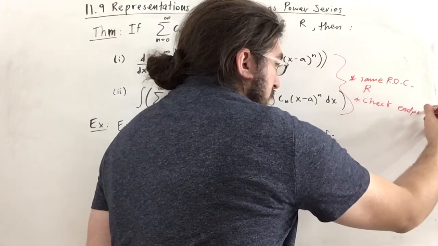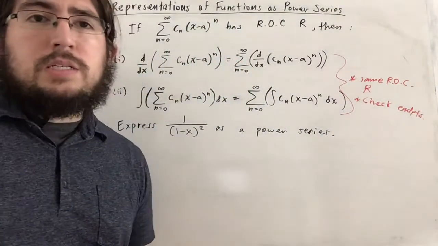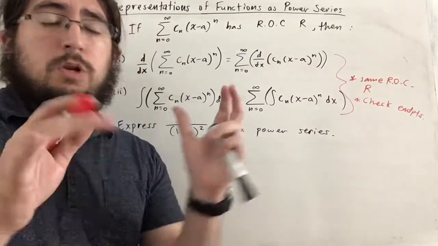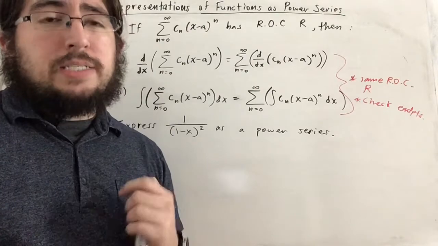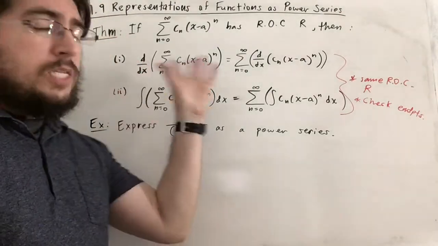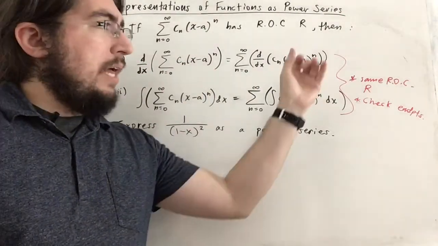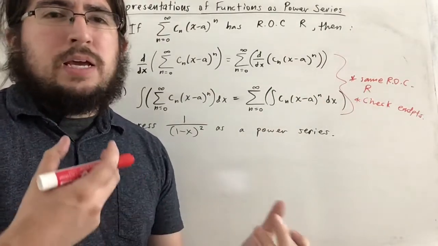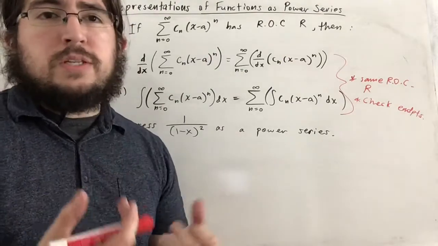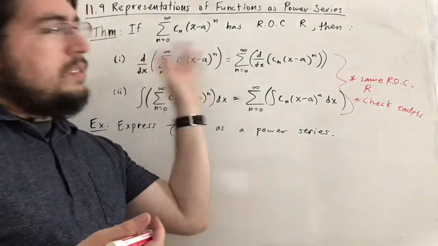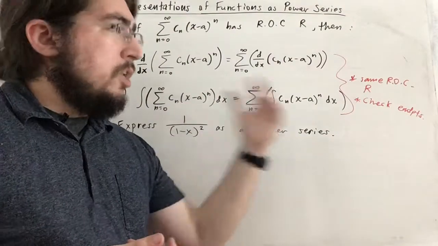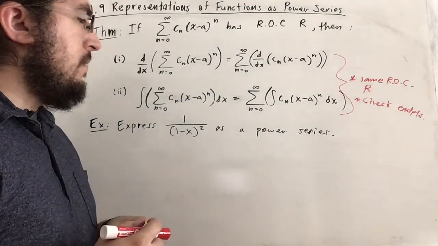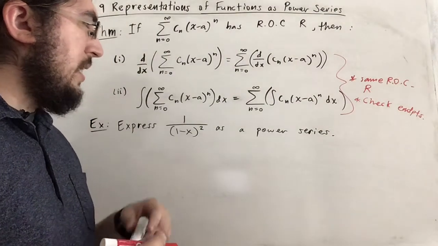Which I think is important to note, because if you look at the previous examples we saw, I kind of gave you the idea that you don't need to check the endpoints because it'll always be open. And that's actually the case. But here, when you take a derivative or antiderivative, though we still have the same radius of convergence, the endpoint may not necessarily be divergent or convergent there. So when you take derivatives or antiderivatives, you do need to check the endpoints. Otherwise, you don't really. But anyways, enough with that. Now let's actually see an example of this.